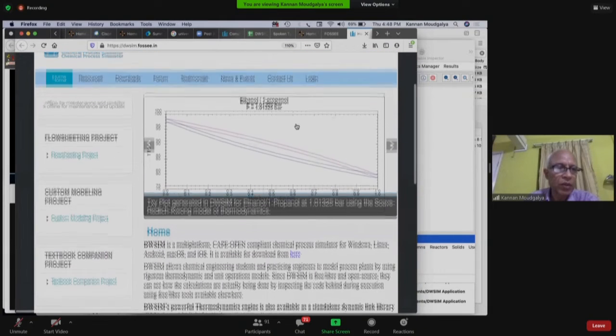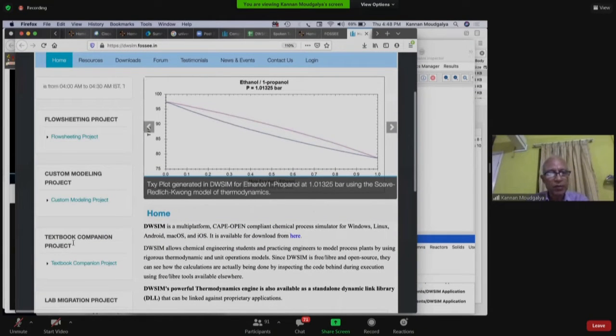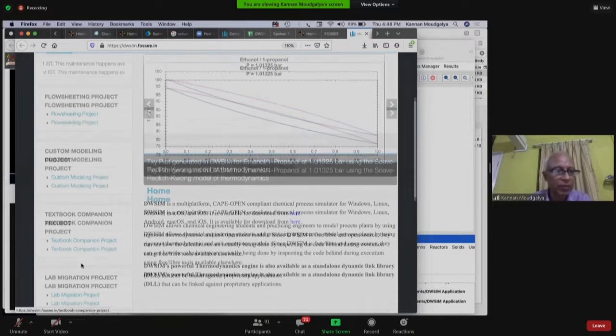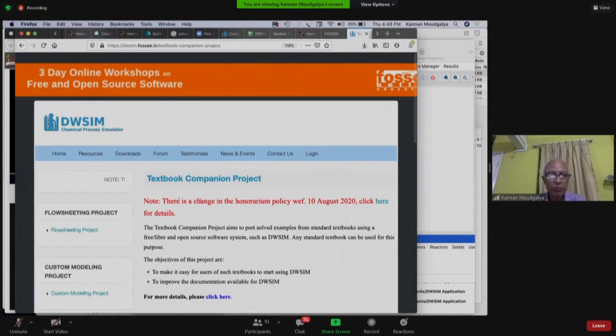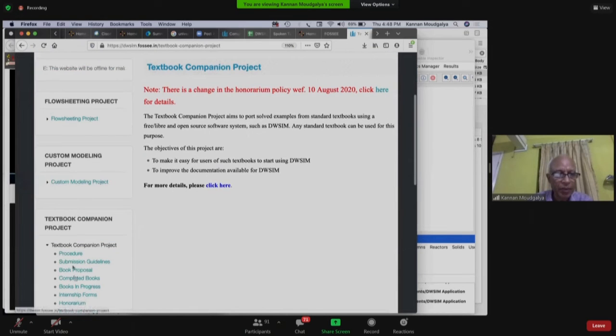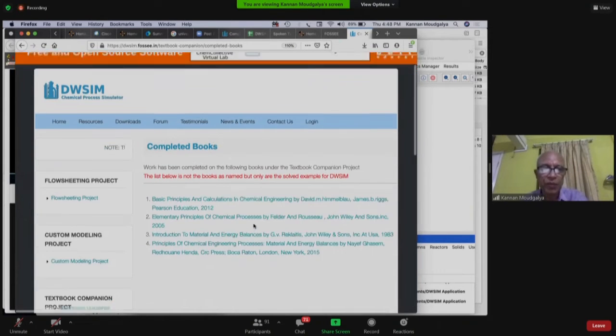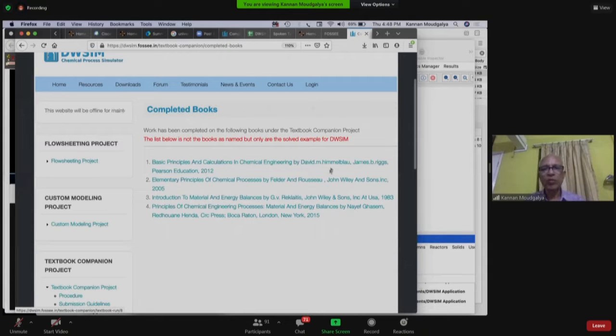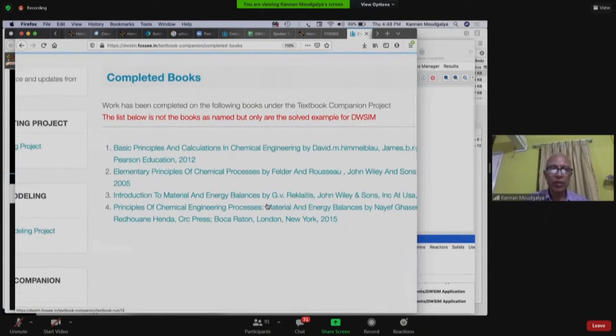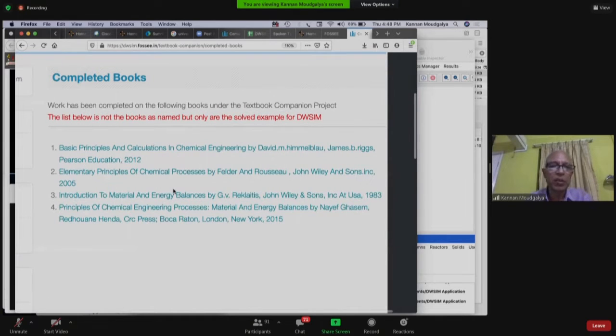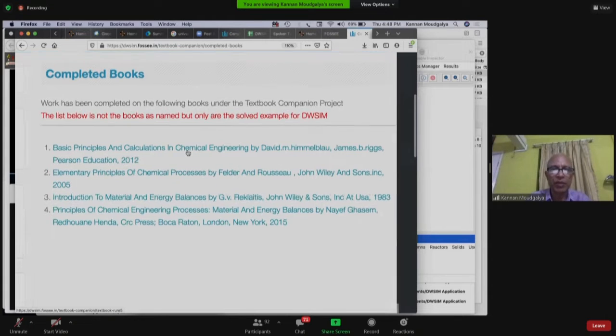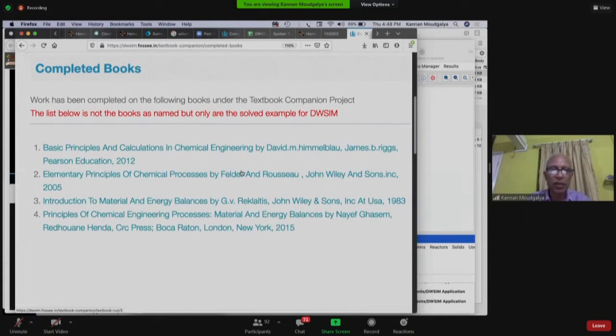Okay. So then we started with the textbook companion project, but we have not done much in this. Let's see what is in this. There may not be too many, but I just thought I would tell you. So for 4 books, we have, can you see this? These are popular books. The first one is by Himmelblau, Basic Principles and Calculations in Chemical Engineering. Then the second one is by Felder and Rousseau. Then Reklaitis, Introduction to Material and Energy Balances. Then finally, this is the one, Material and Energy Balance.